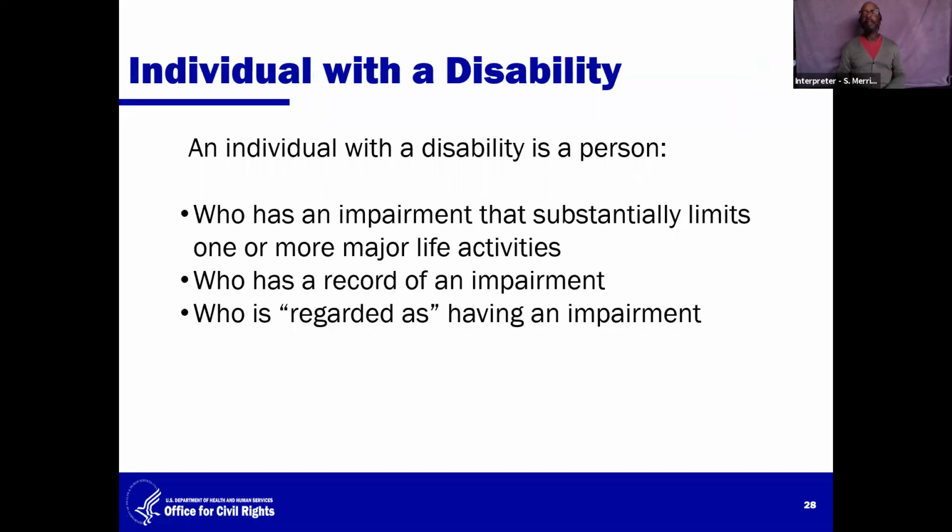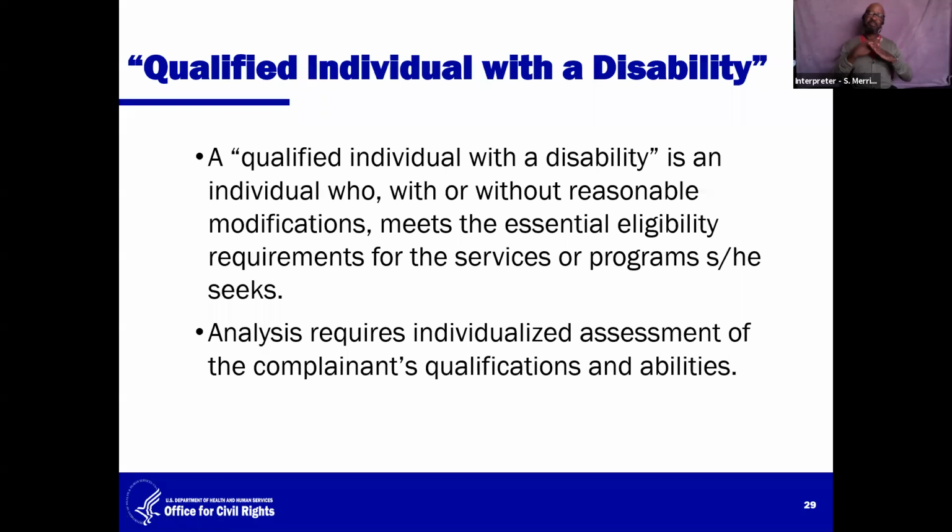So an individual with a disability is a person who has an impairment that substantially limits one or more major life activity, who has a record of having an impairment, or who is regarded as having an impairment. A qualified individual with a disability is an individual who, with or without reasonable modifications, meets the essential eligibility requirements for the services, programs that she seeks. This analysis requires an individualized assessment of the complainant's qualifications and abilities to participate in the program.